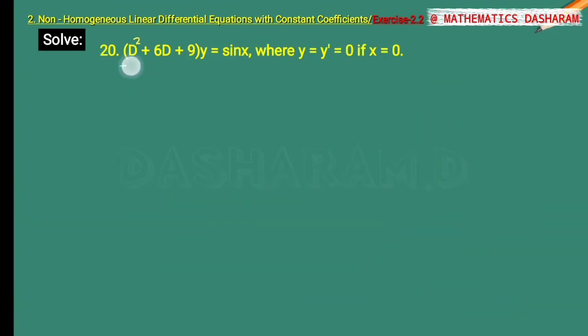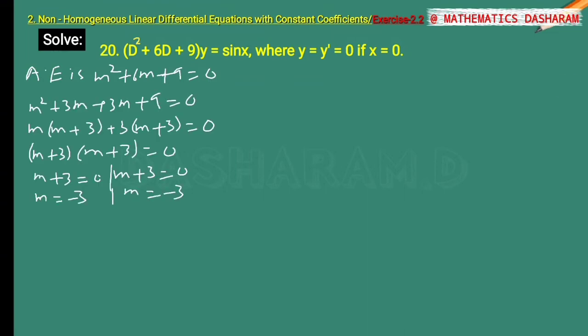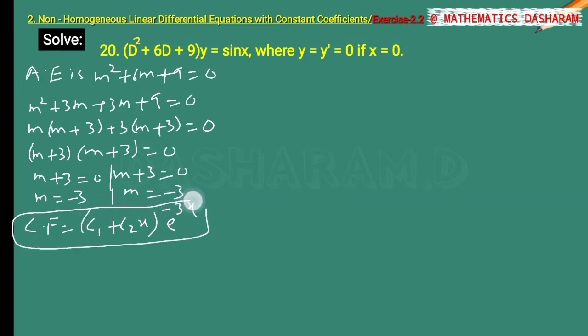Question number 20: d square plus 6d plus 9 into y equals to sin x, where y equals to y dash equals to 0 if x equals to 0. So the auxiliary equation is m square plus 6m plus 9 equals to 0. Now do factorization. So here the roots are real and equal, then the complementary function is c1 plus c2 x into e to the power of mx, where m value is minus 3. So this is the complementary function.